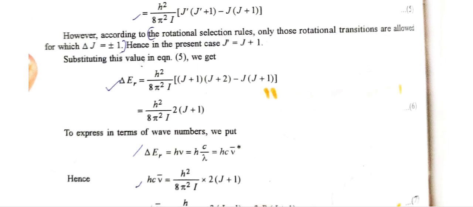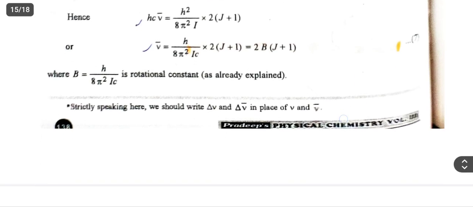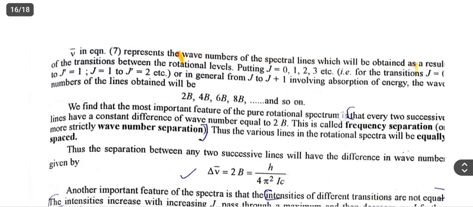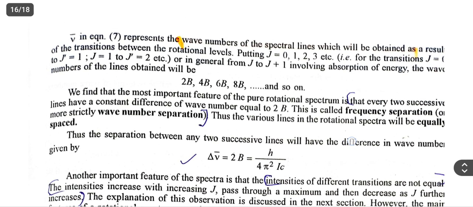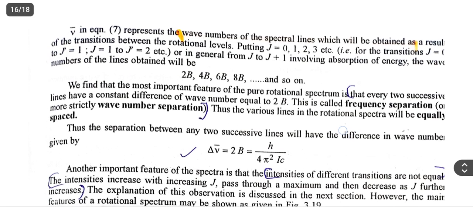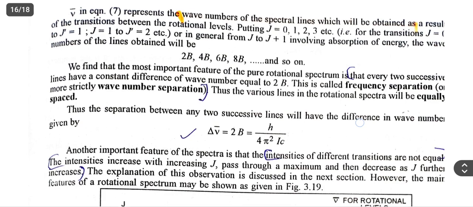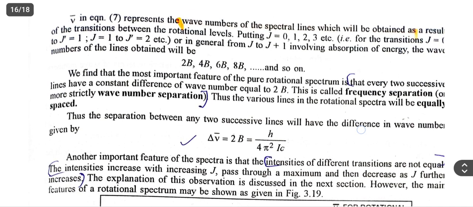To express this in terms of wave number, we put ΔE_R = hν = hc/λ = hcμ̄. So hcμ̄ = h²/8π²I × 2(J+1), giving μ̄ = h/(8π²Ic) × 2(J+1) = 2B(J+1). B is equal to h/8π²Ic, the rotational constant, which has already been defined. μ̄ in the given equation represents the wave number of the spectral line obtained as a result of the transition between rotational levels.